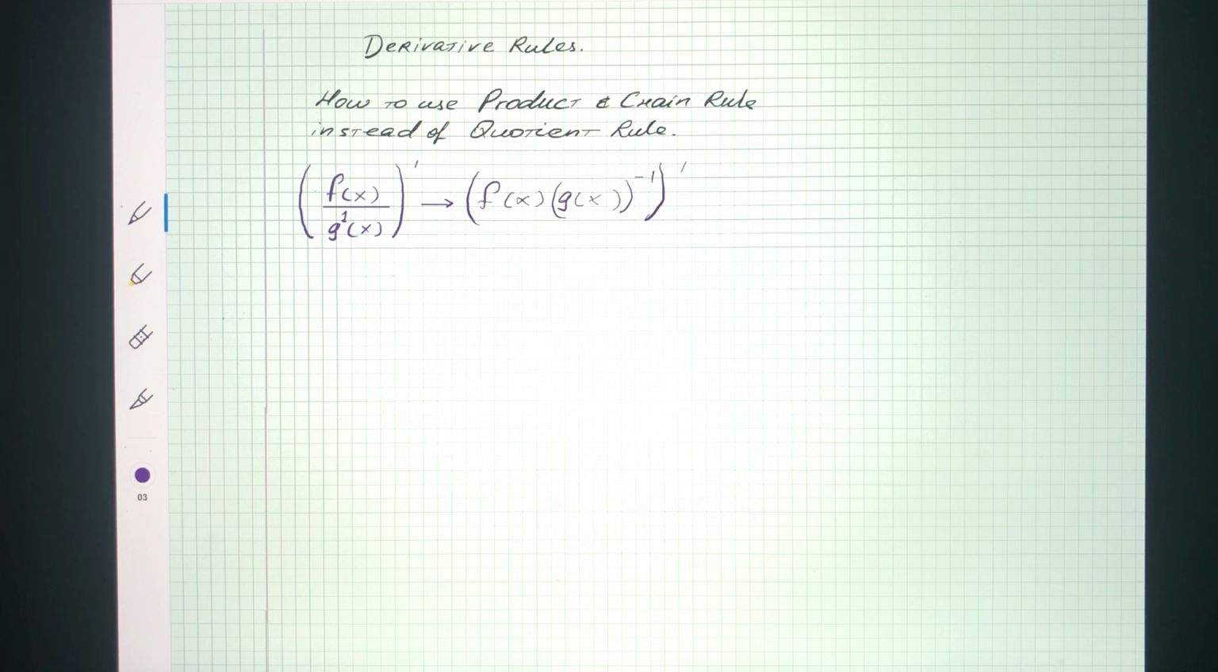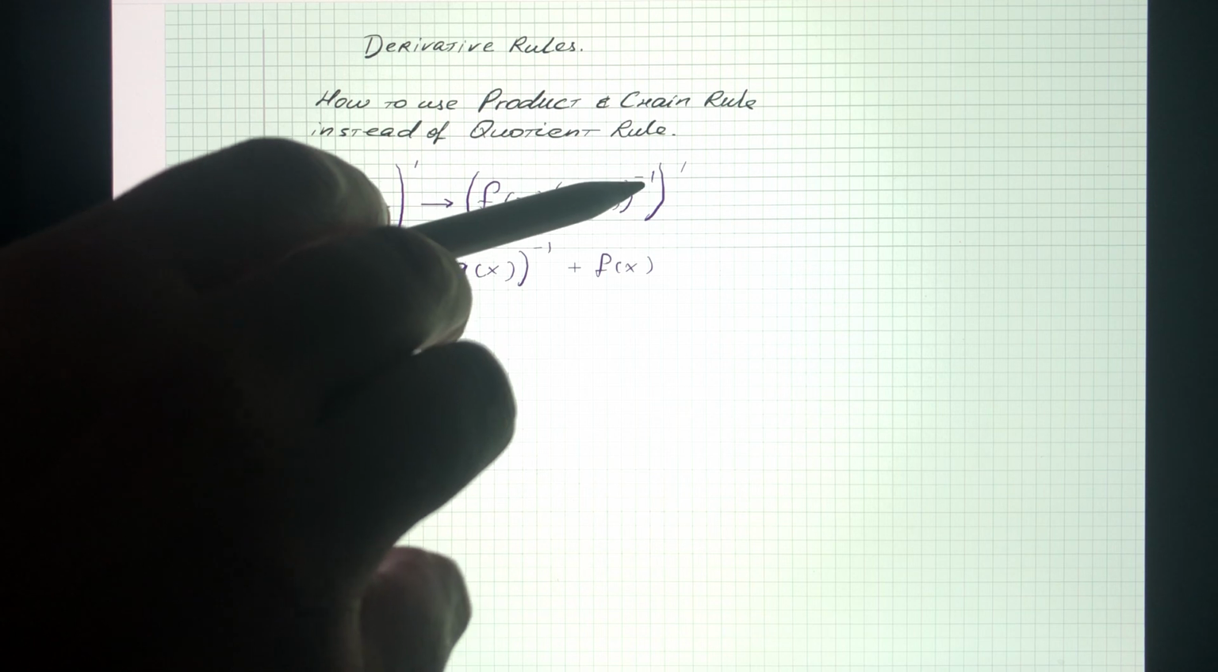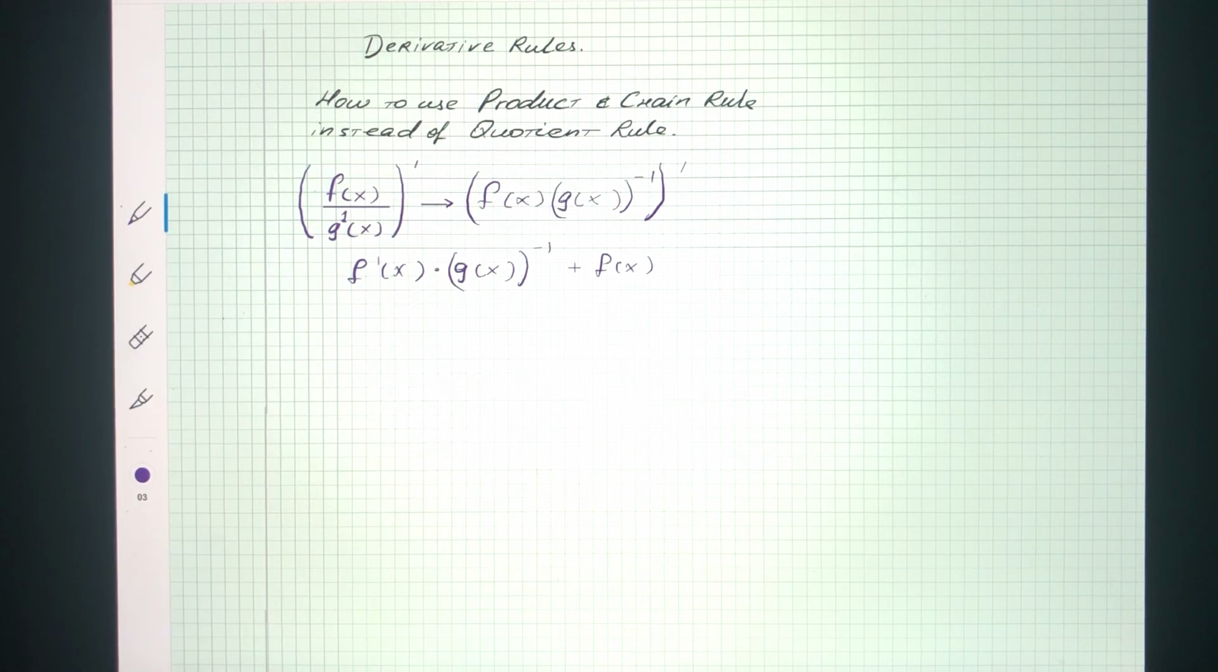So the product rule says we take a derivative of the first, which is f prime of x, times the second, g of x to the -1. Plus, now we keep the first function and take a derivative of the second. Well, the second is to the -1. The derivative of anything to the -1 using the power rule is -1 of that quantity to the -2. So we have g of x now to the power -2.